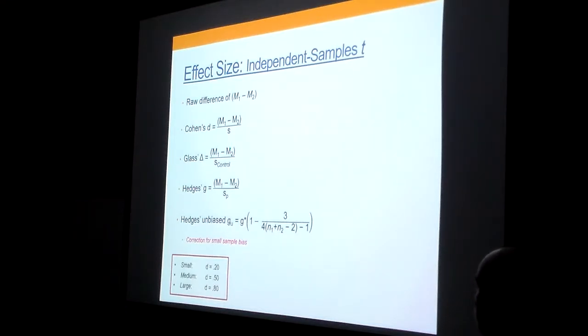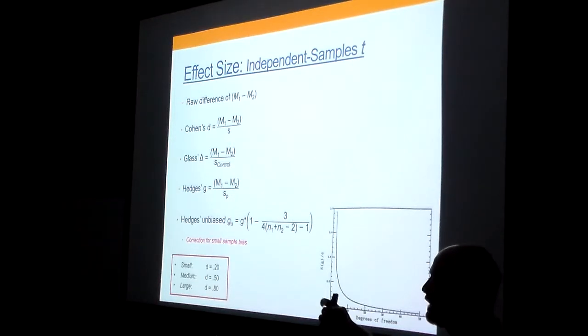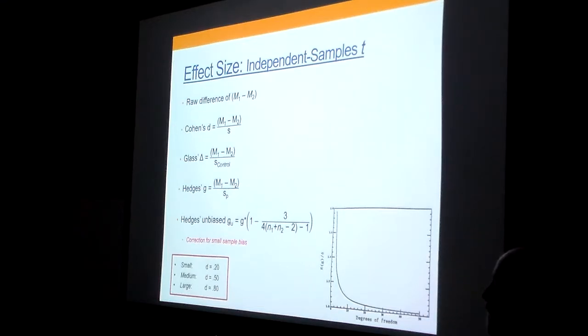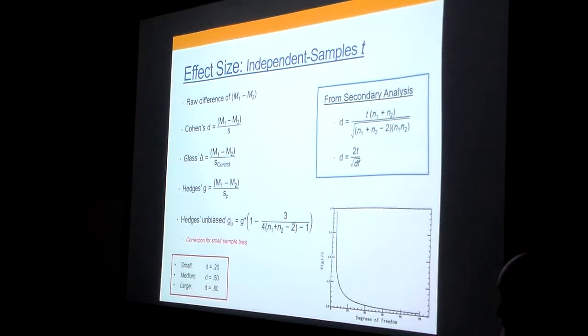And then we talked about Hedges unbiased G. We know that small samples tend to inflate our effect sizes. So we calculate our Hedges G, and then we just multiply that by a correction factor. As our sample size increases, our correction factor shrinks, right? But for small samples, we get a pretty big downward correction to watch out for small sample bias.